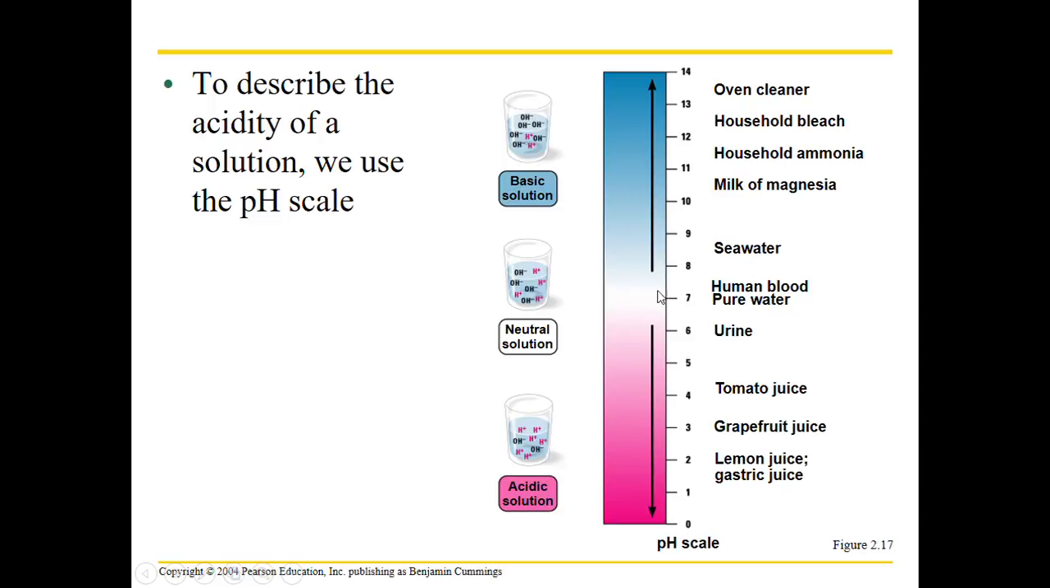And then you see 7 is human blood, pure water. This is our neutral zone. 7 is our neutral zone. So if we jump from a pH of 7 to a pH of 6, it doesn't seem that much, right? However, this pH of 6 has 10 times more hydrogen ions than pH of 7. We move down to 5, from 7 to 5, we get 10 times 10, so that's 100 times. So a little change in pH is actually a large change in acidity or basic solution.